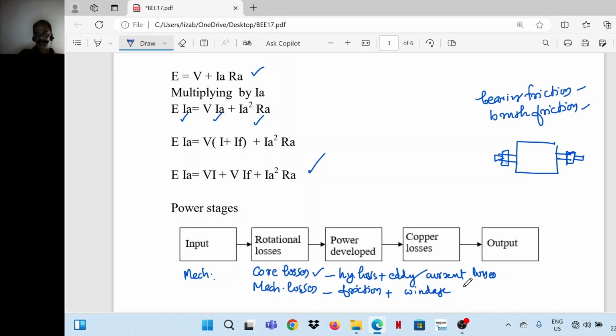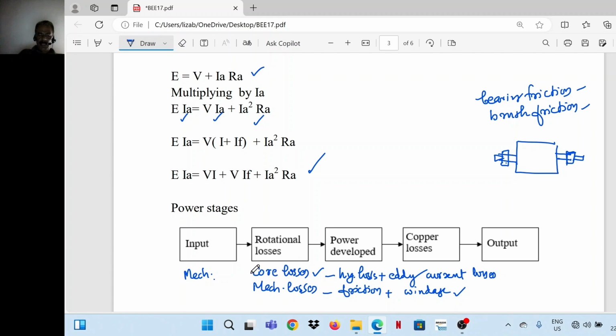Plus windage losses. Windage loss means the armature is continuously rotating and due to the friction with the surrounding air, there will be some sort of resistance offered to the movement of the armature. That is windage loss due to wind or friction with air.